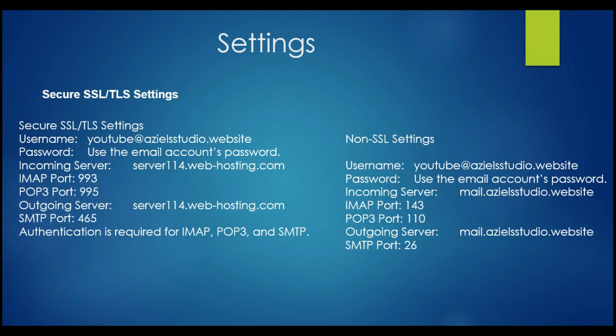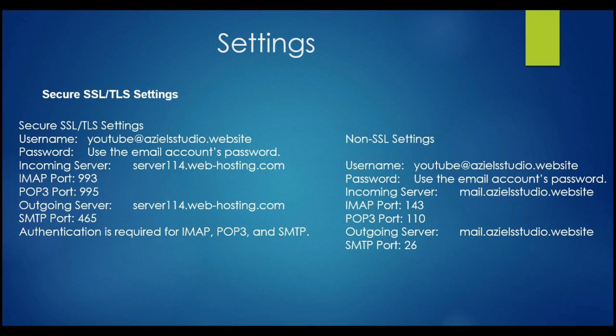You just need a few settings: your username, which is the email address you have created, and the server name. This is the server name. If you are using the SSL port, you have to use port number 995 for incoming and 465 for outgoing. If you are using non-secure, meaning you have not got an SSL certificate, then you have to use port number 110 and the SMTP out port, which is 26.